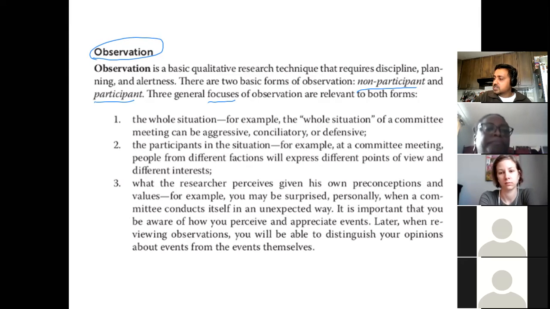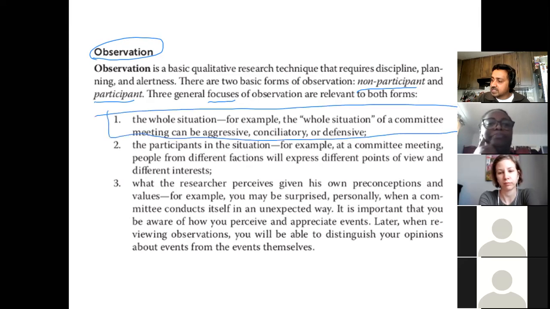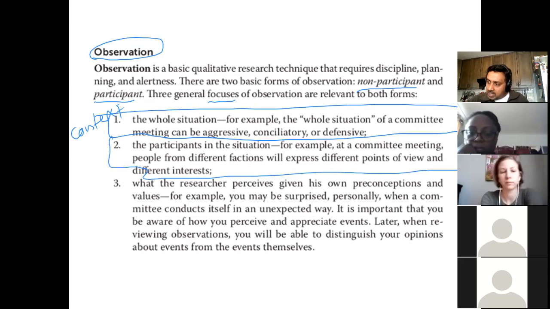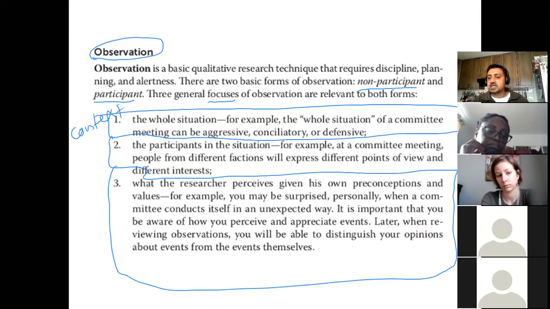Obviously, the whole situation is very important because the whole situation is context. You have to observe for that. Then, of course, you have to observe the participants themselves, and observe their behaviors. So that's each individual's behavior that you're observing. And finally, we are all human beings. We have our own perceptions of what a situation is. So we have to account for that. So whenever you make a table, there has to be a section talking about the whole context. There has to be a section that addresses what the researcher observes, and then there has to be a part of the table that talks about what their perceptions of the situation are.